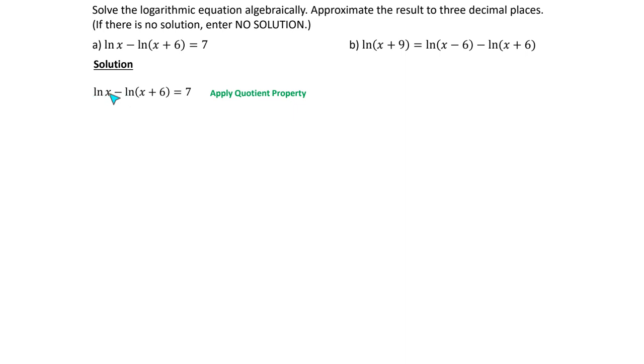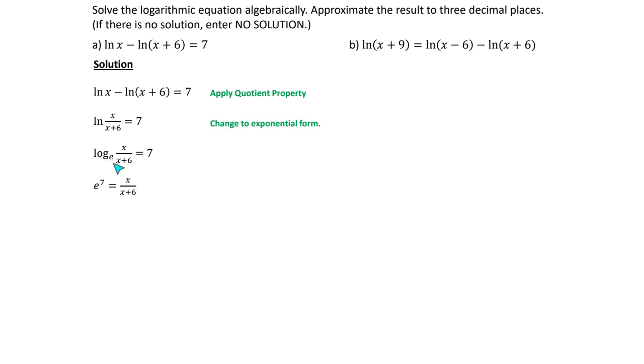So notice that they're being subtracted, so we can combine them with division. So x divided by x plus 6 is equal to 7. And then we're going to change it to exponential form. So ln, so this is an L. ln is the same as saying log base e. So the base is e.